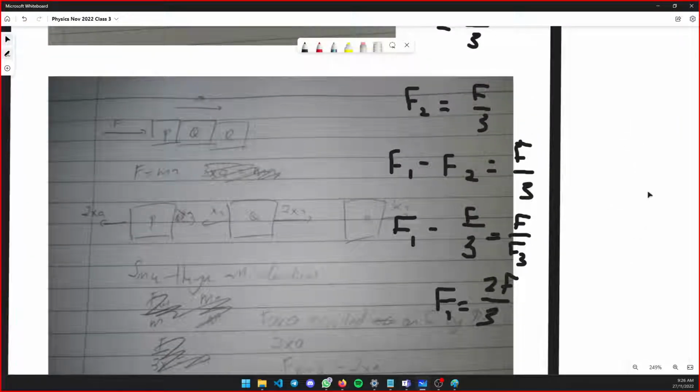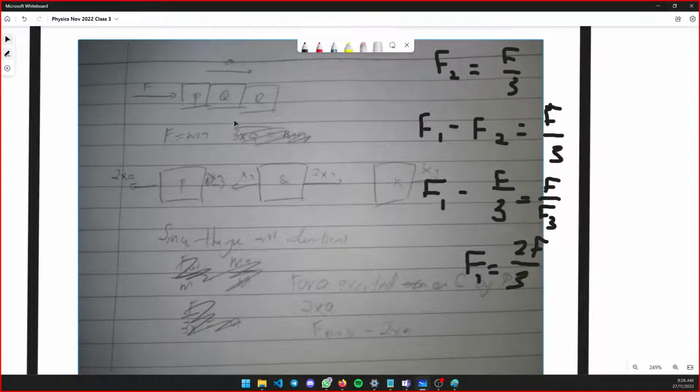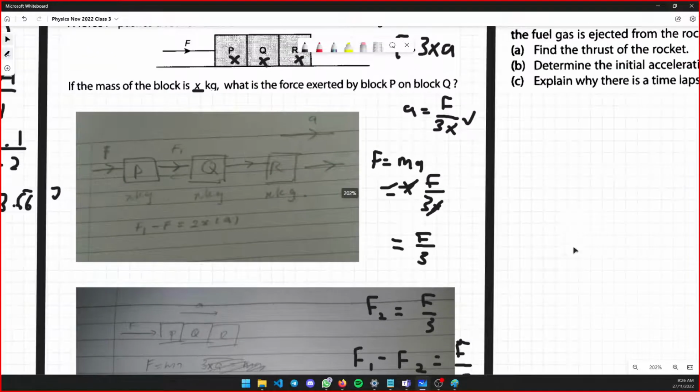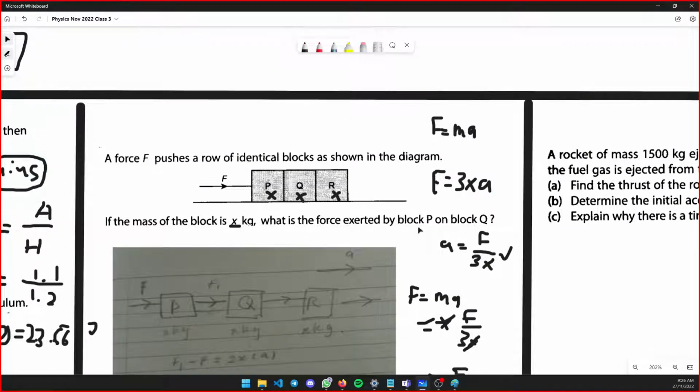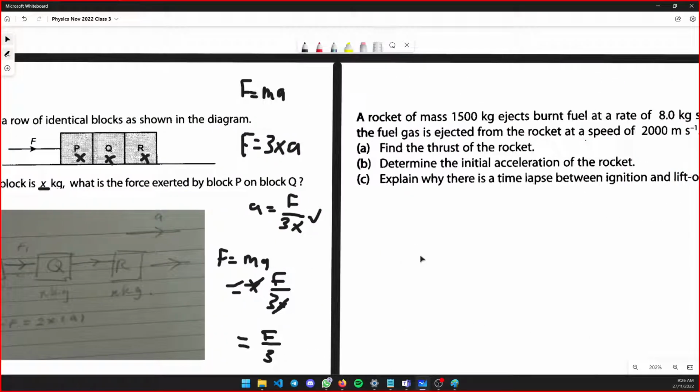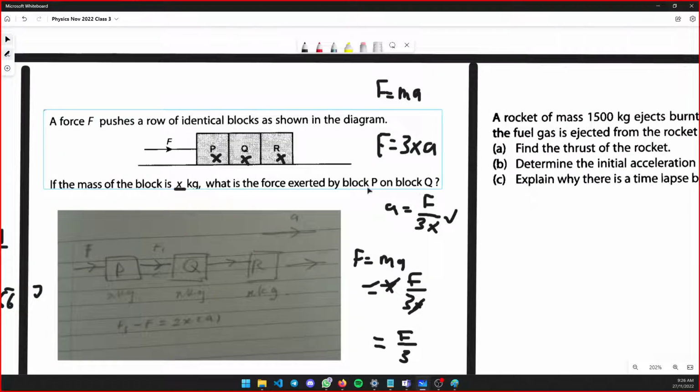Here also, I think both of you guys made the same mistake. You cared about the R. No need to care about R, because they only ask what's the force exerted by block P on block Q. The force exerted by P and Q on R, or P and R on Q, are a different story. But here they only ask for block P and Q.